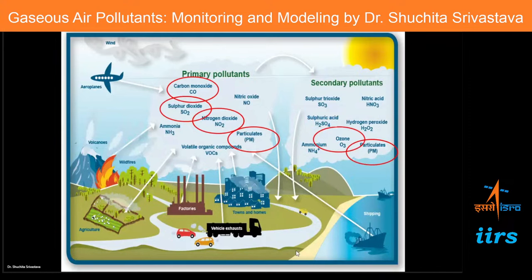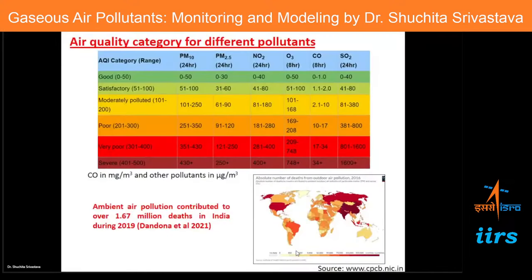There are a total of 6 criteria air pollutants. These are carbon monoxide, sulfur dioxide, nitrogen dioxide, ozone, and particulate matter in 2 different categories: particulate matter 2.5 and particulate matter 10. PM 2.5 stands for particulate matter having size less than 2.5 micrometer and PM 10 stands for particulate matter having size less than 10 micrometer.